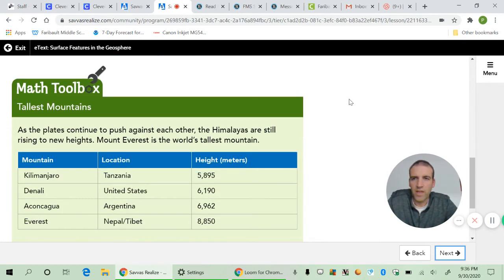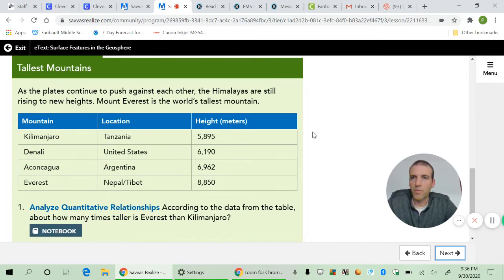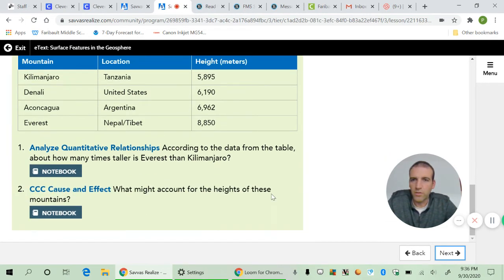And this is where we have the math toolbox question. We've got 4 different mountains listed here, where they're located, and their height in meters. And you're going to use that information to answer these 2 questions. And again, you're going to be using the notebook feature to type in your answers. If you've got your textbook, you're just going to write that in on the lines that are given to you.